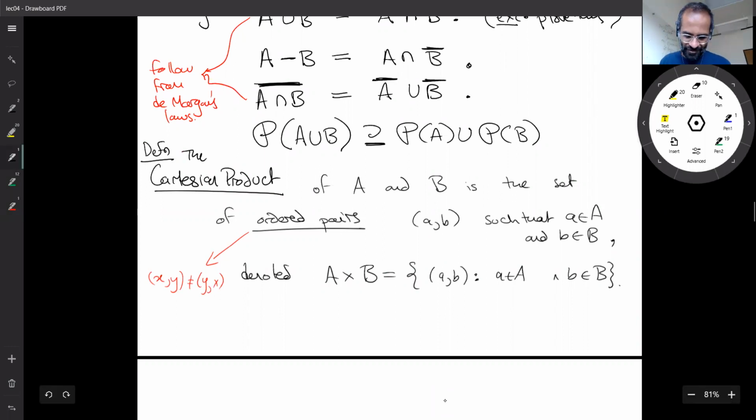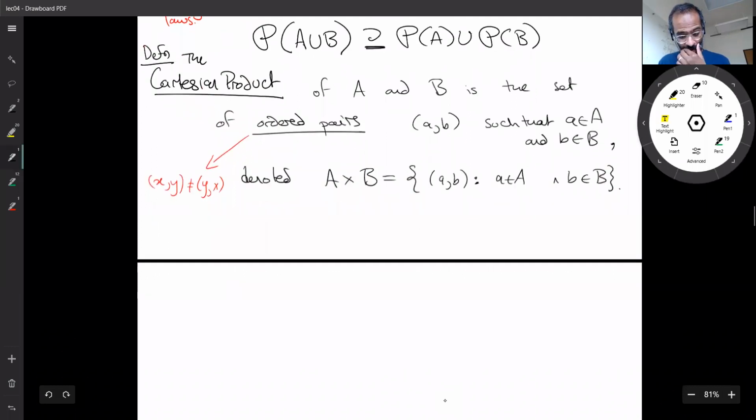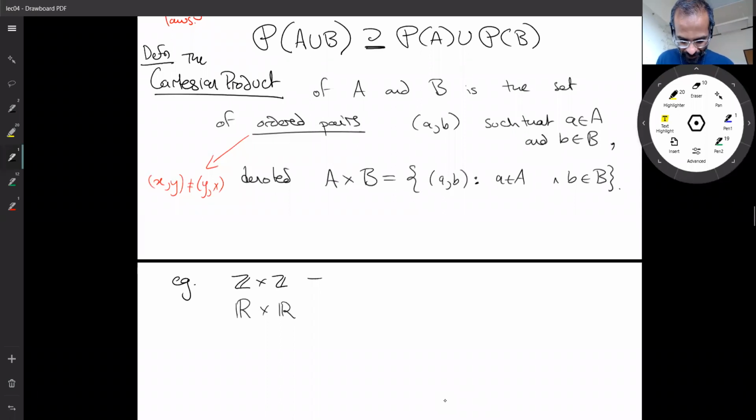This contains many interesting examples that we look at all the time. For example, Z cross Z is the set of all ordered pairs of integers. But maybe something you've seen in a lot more detail is R cross R. If you took linear algebra, this is what we call R2. This is the set of all pairs of real numbers. These are just vectors with two entries.